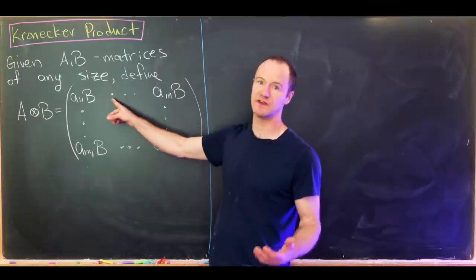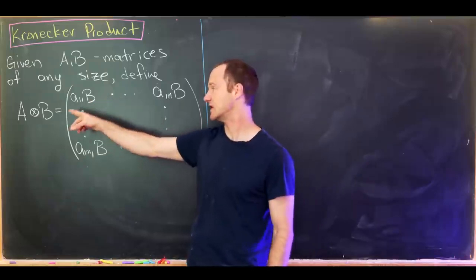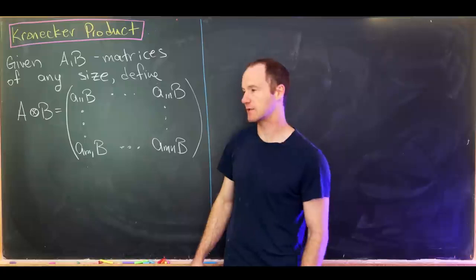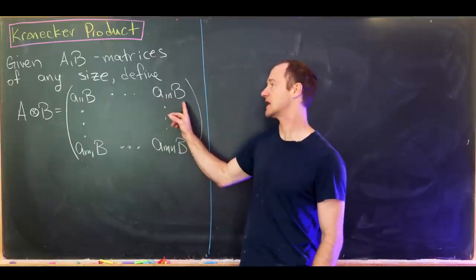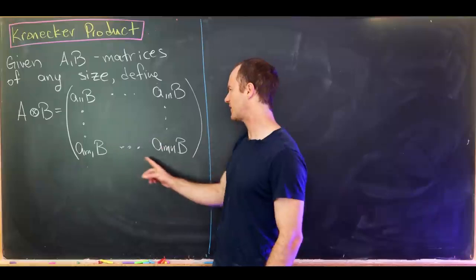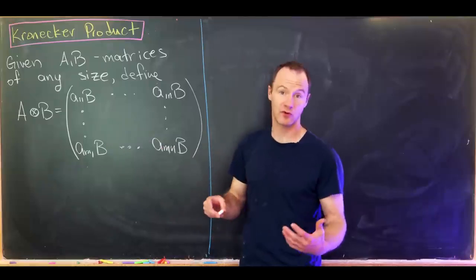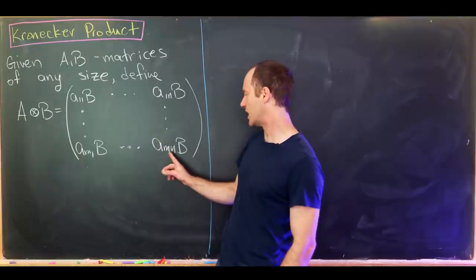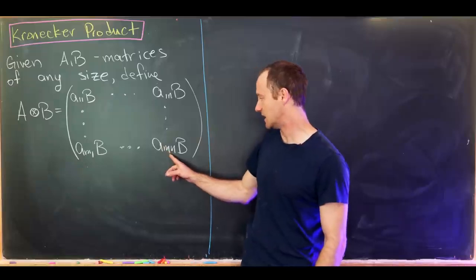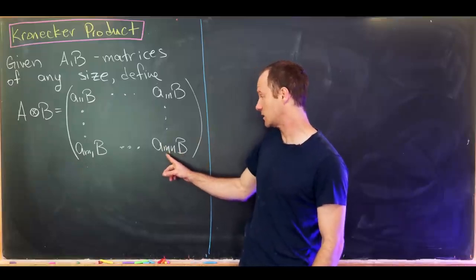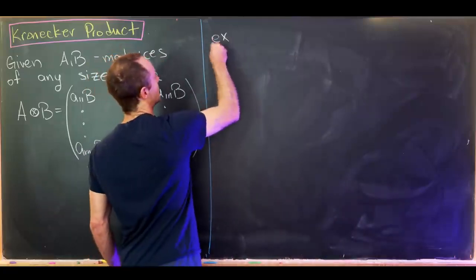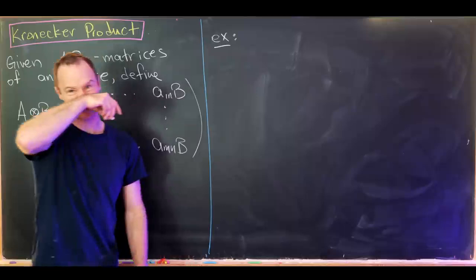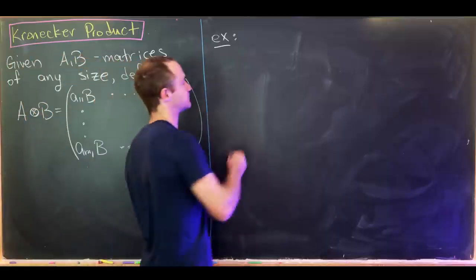Then the next term will be the A12 entry of A times the entire matrix B. All the way up here is the A1n entry of A times the matrix B. And then we fill out the rest of this product similarly. So way down here, we have the Amn entry of A times the matrix B. Okay, so let's look at an example of this Kronecker product to get an idea for how this goes.